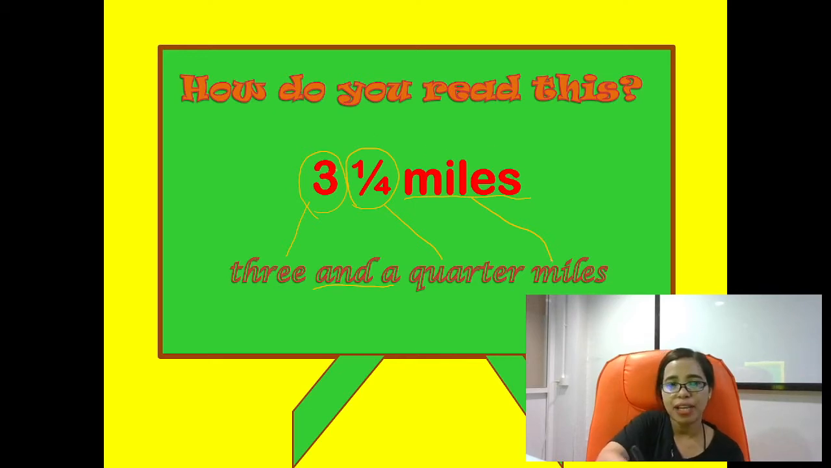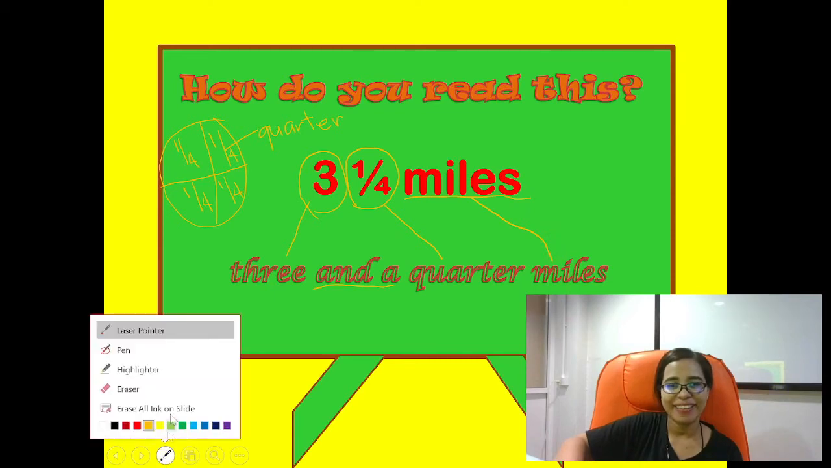So I will explain it to you, everyone. For example, this is a pizza. I will cut it into four equal parts: one, two, three, and four. If I didn't cut it, that is equivalent to one or whole. So since we have this part, we call it a quarter. Quarter. So that's the other term for 1/4. Very good. So 3 1/4 miles. Very good, everyone.